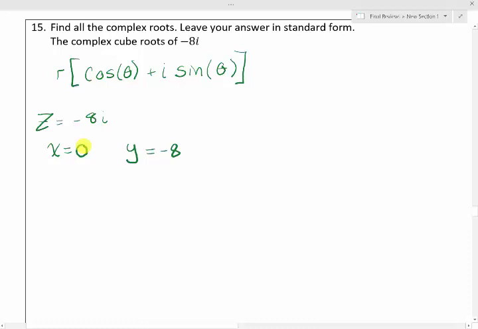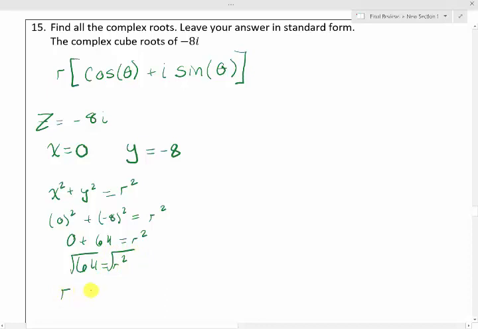So then we can find our radius using x squared plus y squared equals r squared. So 0 squared plus negative 8 squared equals r squared. So 0 plus 64 equals r squared. So 64 equals r squared. And then we're going to take the square root of both sides. So I'm going to get r equal to plus or minus 8. Now r is our radius, and radius is a measurement or a length of something, so it's going to be positive. So our r equals positive 8.